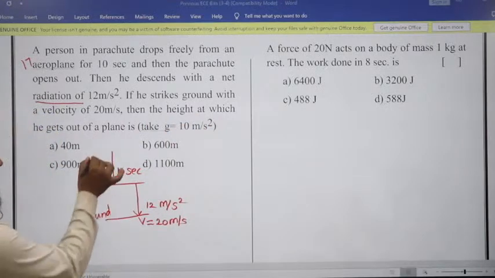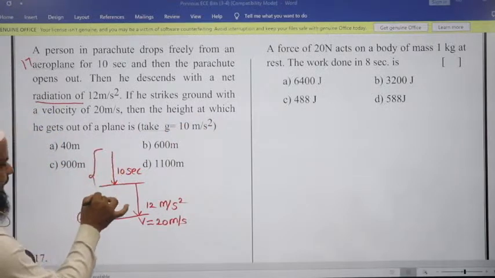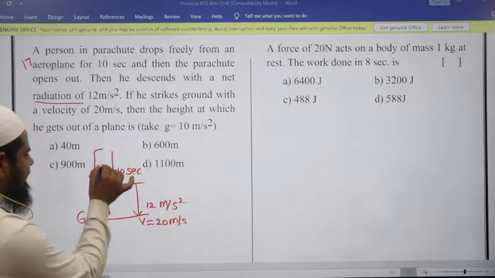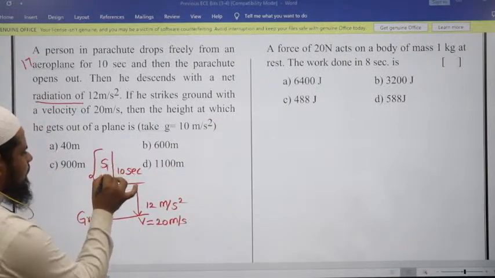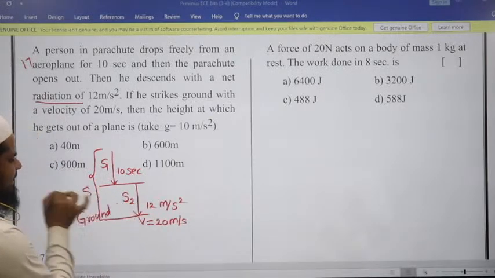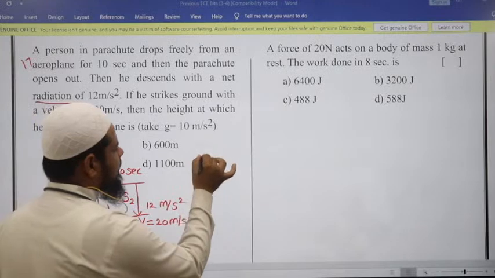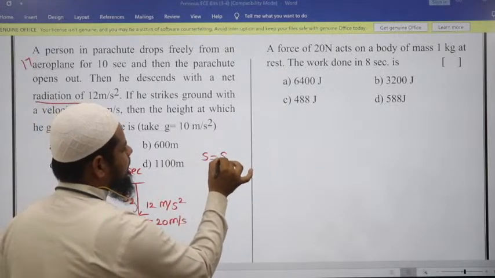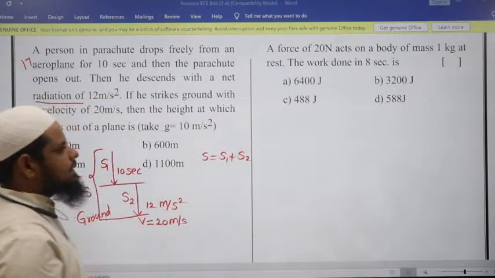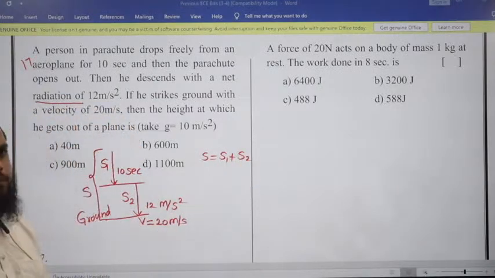So what do you need? The total height is what they are asking. What is the total height? Here the height is S1. Here the height is S2. Now I need the height S. So S is equal to S1 plus S2.